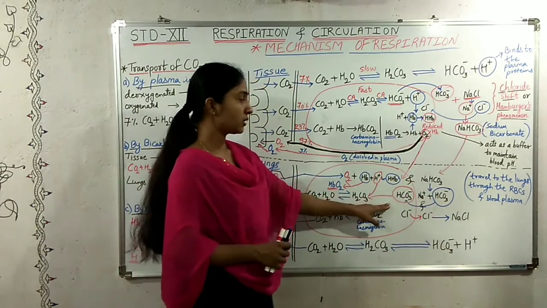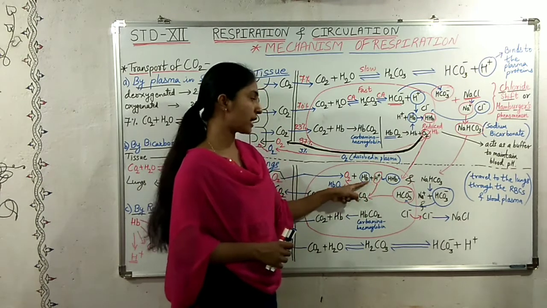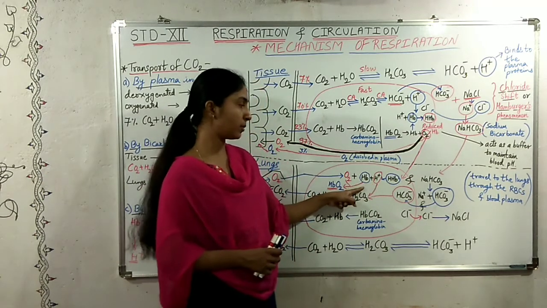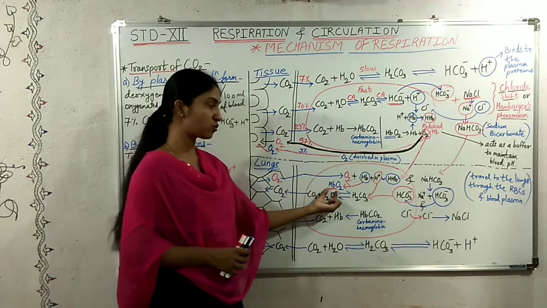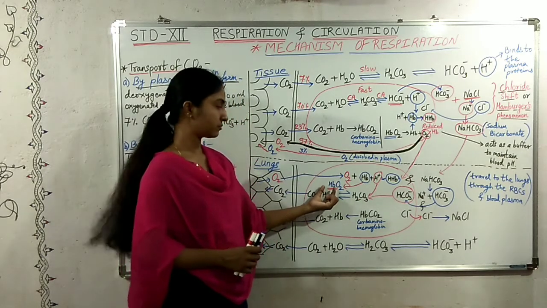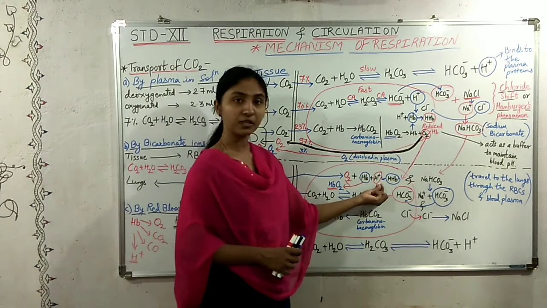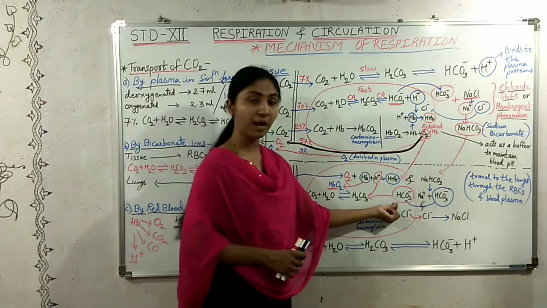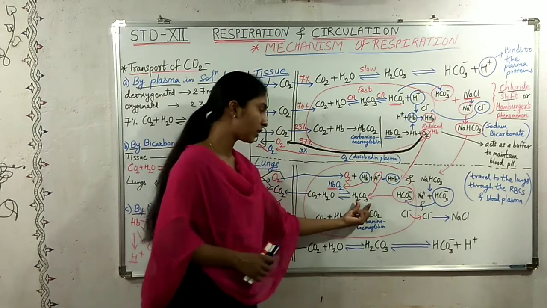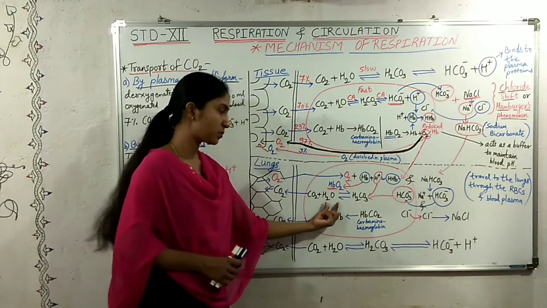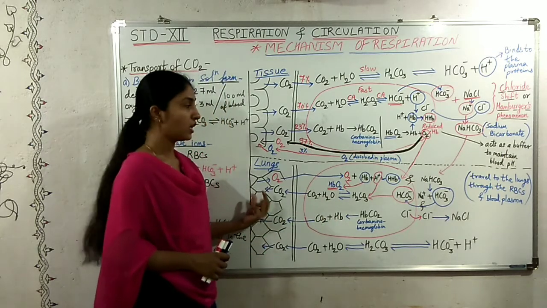So this reduced hemoglobin dissociates into hydrogen ions and hemoglobin. This hemoglobin again combines with oxygen from the lungs to form oxyhemoglobin. Hydrogen ions are left. These hydrogen ions combine with bicarbonate ions to form carbonic acid. This carbonic acid is unstable, so it splits up into water and carbon dioxide, which is given out to the lungs.